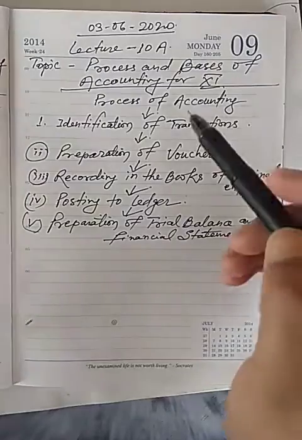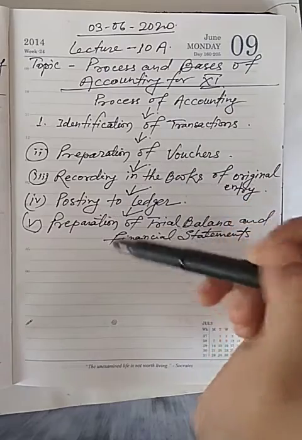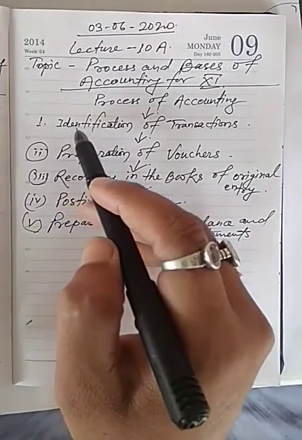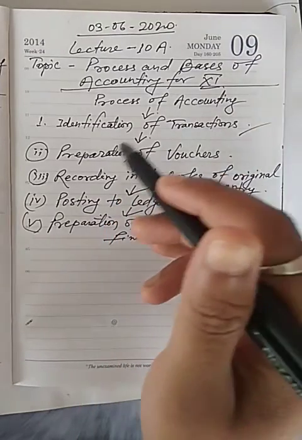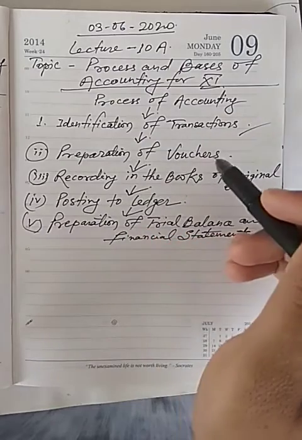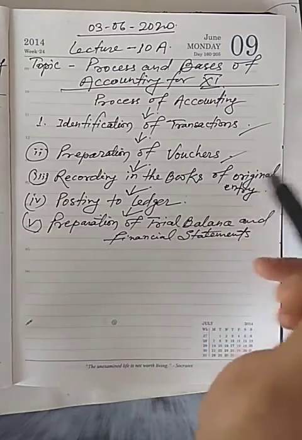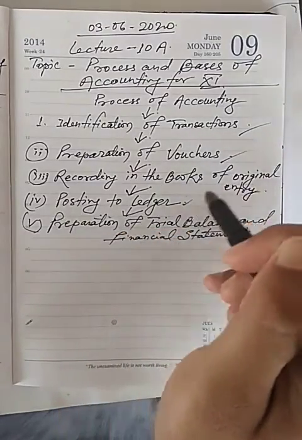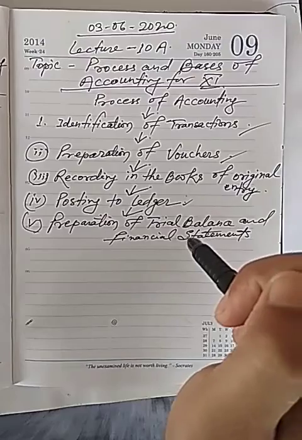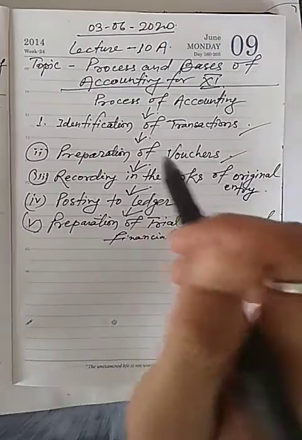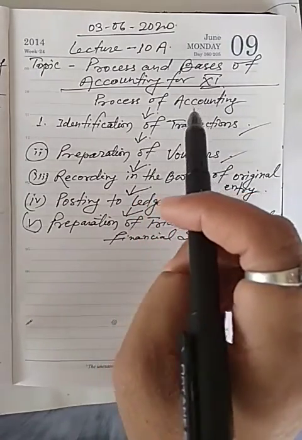So, student, this is the process of accounting. First, we have to identify the transaction, then preparation of voucher, recording in the books of original entry, then posting to ledger, and last preparation of trial balance and financial statement. Now, what do you mean by identification of transaction?